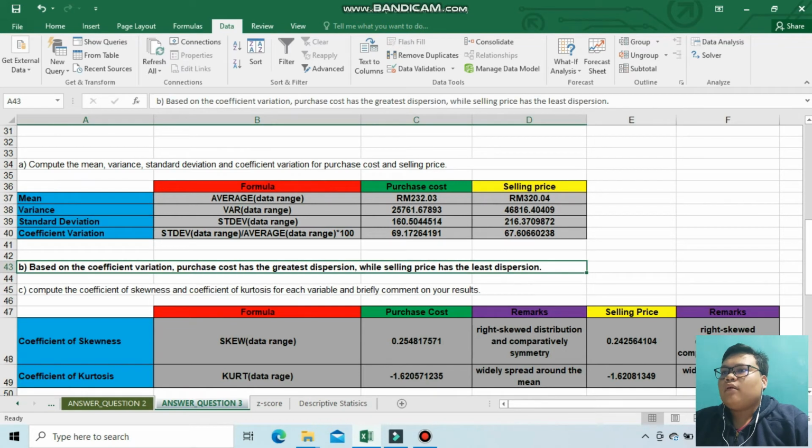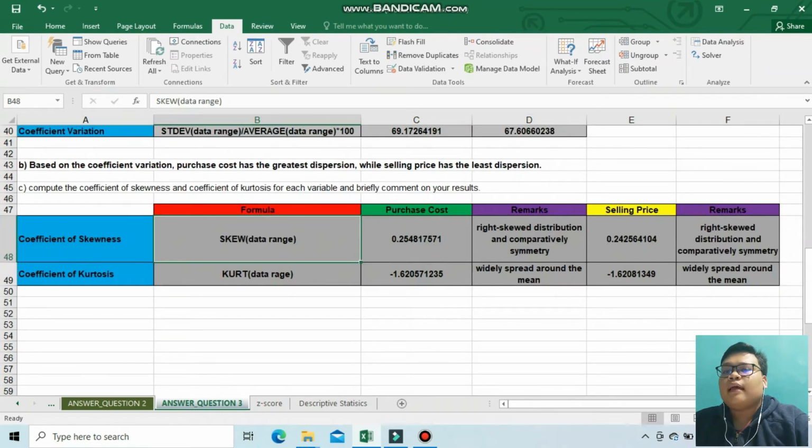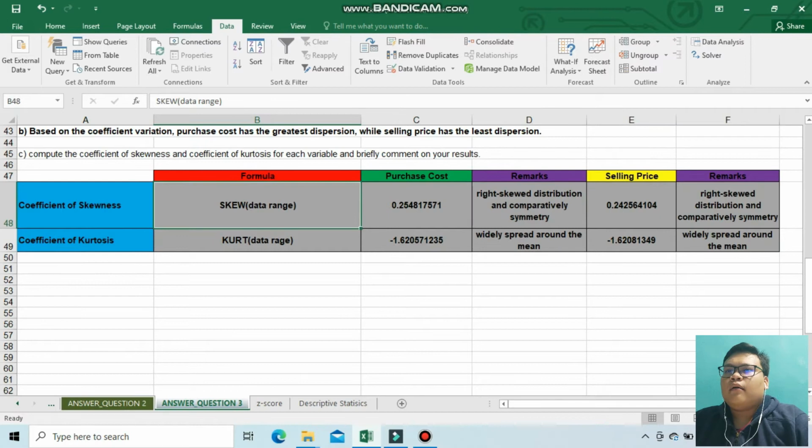3B, based on the coefficient variation, purchase cost has the greatest dispersion while the selling price has the least dispersion. 3C, coefficient of skewness, I use skew formula to purchase cost and selling price data range. The remark for purchase cost and selling price is right skew distribution and comparatively symmetry. For the coefficient of kurtosis, I use curve formula. The remark for purchase cost and selling price is widely spread around the mean.